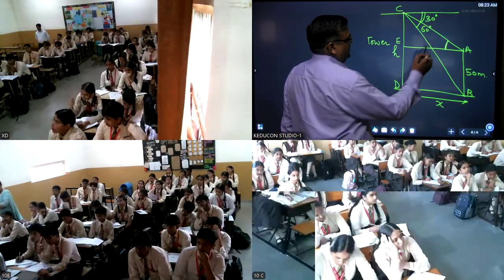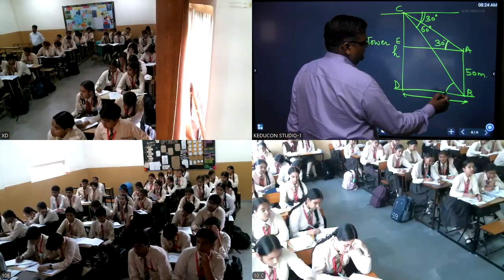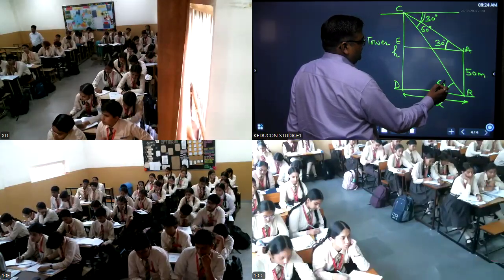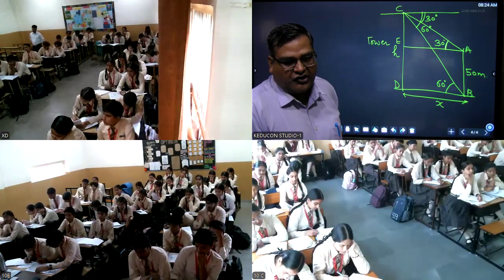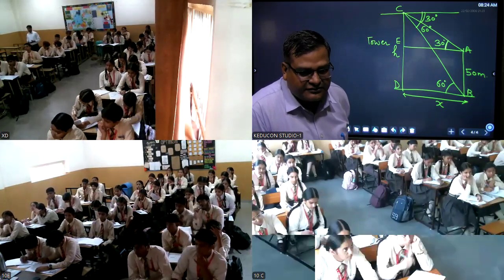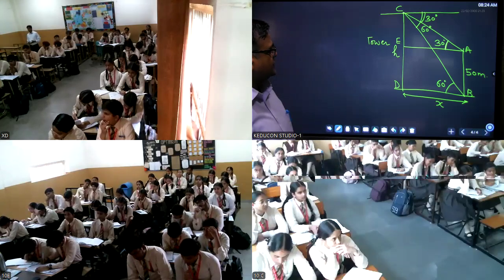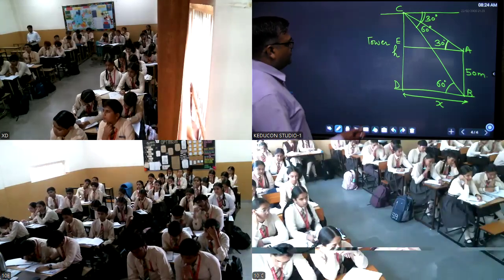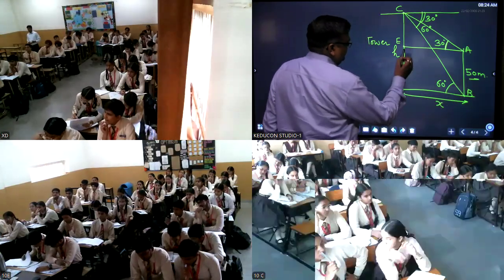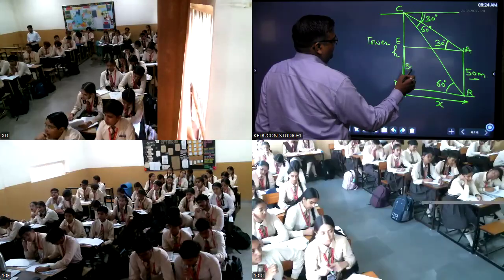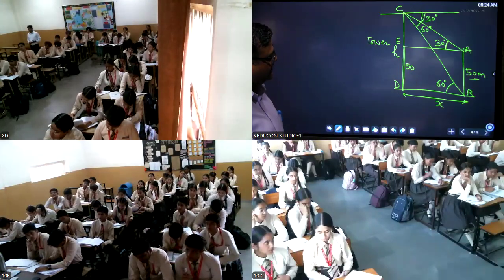30 degree. And this will be 60 degree, right? So we have applied the concept of alternate angles, right? So now we have got two triangles. If this is 50, then the other will also be 50. Is this clear?